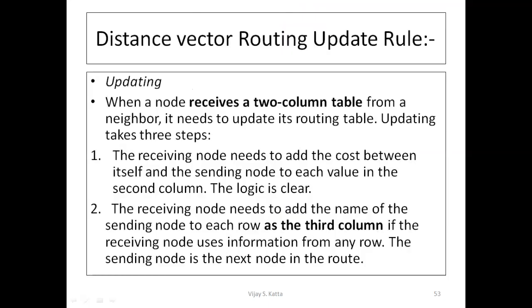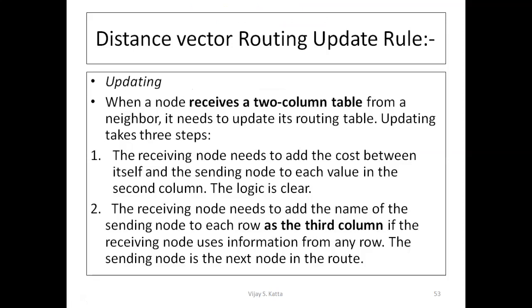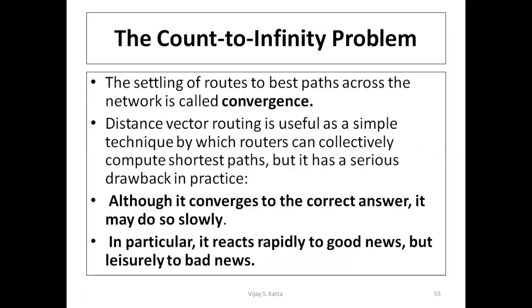After a certain number of rounds of sharing routing tables, each router has complete knowledge about the networks. Although they are not directly connected, with the information received from routers, the routing table is updated. So this is the mechanism by which the routing table is updated. I have already discussed these things with you. Now the major issue related to the distance vector algorithm is called the count to infinity problem. I will discuss this in my next lecture.